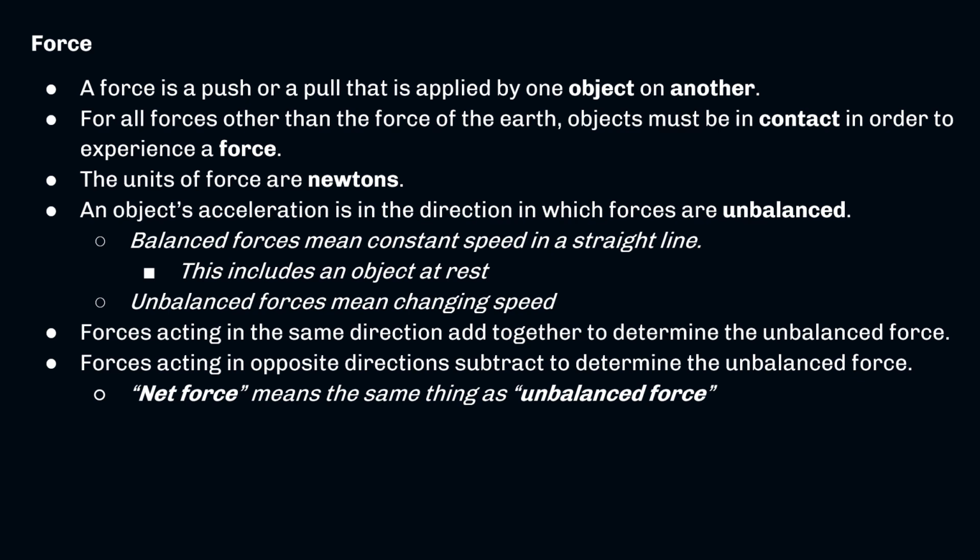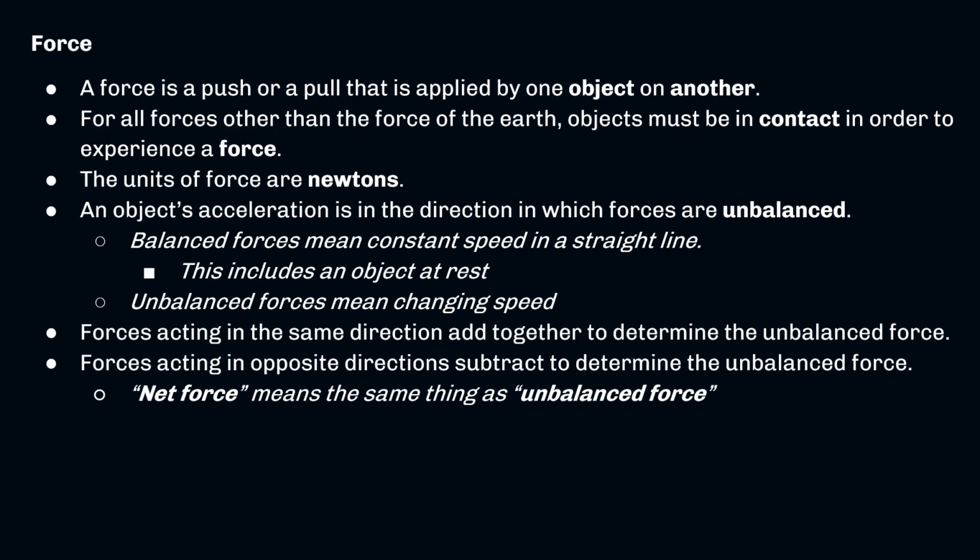We have forces acting in the same direction added together to determine the unbalanced force. Again, not going to be as important for today. And forces acting in opposite directions subtract to determine the unbalanced force. So if they don't subtract to zero, we have an unbalanced force. It's going to be that simple. And when you see Newton's second law questions later on in the unit, net force is the same thing as an unbalanced force. So if we have a net force, we must have an unbalanced force. It's the same exact thing.